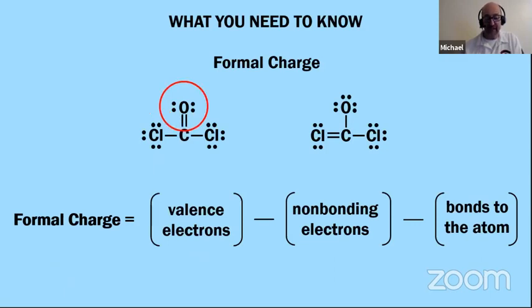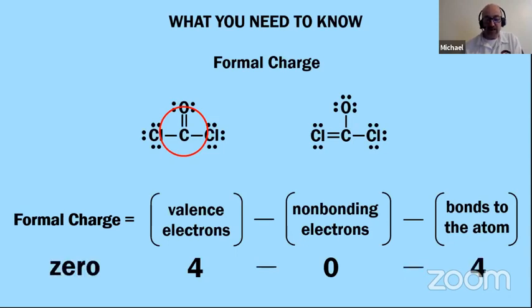Oxygen has 6 valence electrons. There are 4 dots or non-bonding electrons on that oxygen, and there are 2 bonds. Oxygen also has a formal charge of 0. Let's take a look at the carbon. Carbon has 4 valence electrons. There are no dots, there are no non-bonding electrons, but it has 4 bonds. So in that particular molecule on the left, each atom had a formal charge of 0.